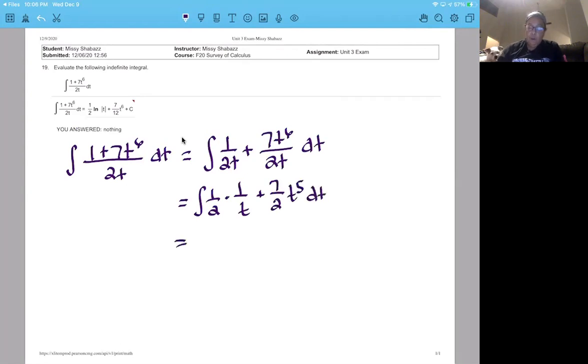Now, the integral of 1 over t is the natural log of the absolute value of t. And for t^5, I'm going to add 1 to the exponent, which gives me 6, and divide by that same number. So I'm going to have 6 times 2, which is 12, so 7 over 12 t^6 plus a constant.